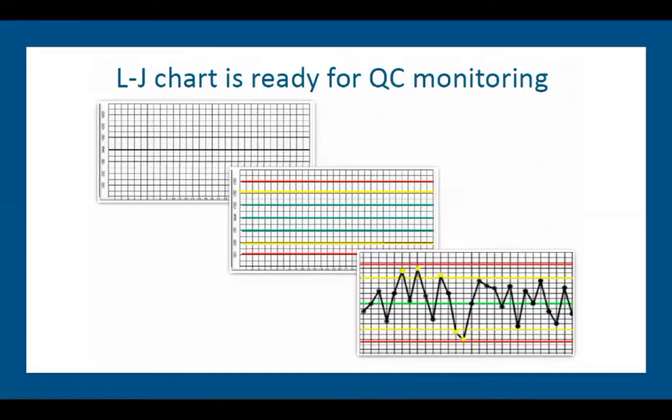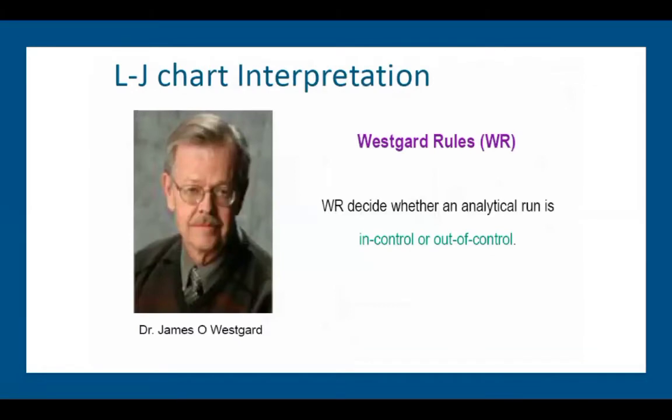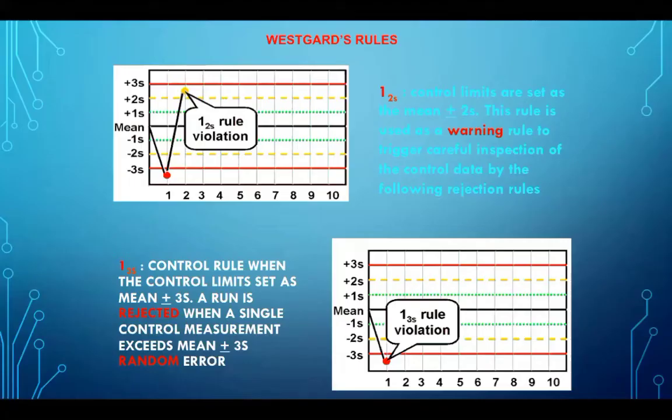Now we have this chart with us, but still our question is unanswered. How will we decide whether the result on a particular day is acceptable to us or not acceptable to us? For this, we need some more information. What is that? Dr. James Westgard described certain rules around 1970 to decide whether a result on a particular day is acceptable to us or not.